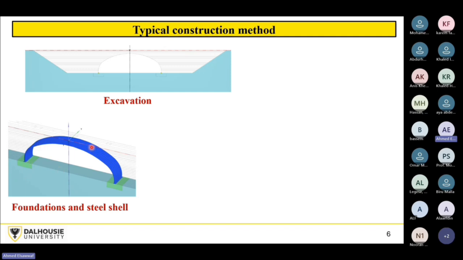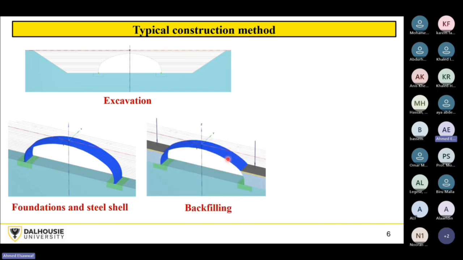And you have your corrugated profile, which can be explicitly modeled in software. But I'll show you later that we can simplify these corrugations by assuming what's called orthotropic parameters for the steel. You may see here that we have a base plate which connects the steel profile with the reinforced concrete foundations. Moving forward, we have the backfilling process, which is very, very critical for this type of structure. It can control the design.